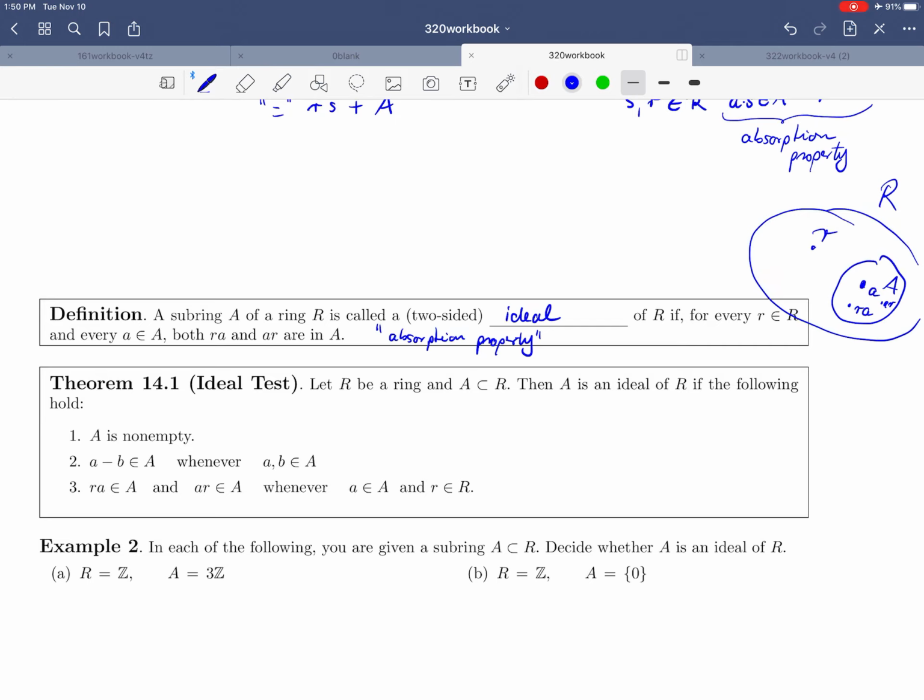Okay, so this is what we need to be able to talk about factor rings. But before we go there, we need to talk a little bit more about ideals and get a better idea of these new subrings that we call ideals, and how they behave.